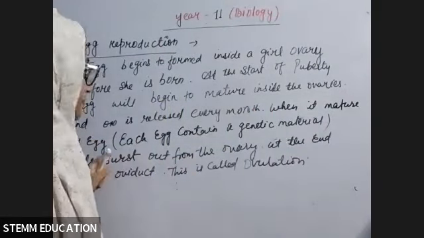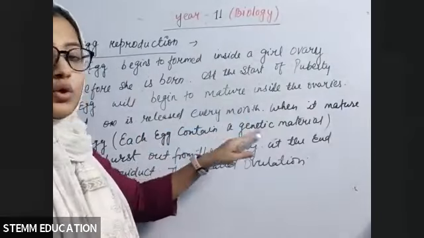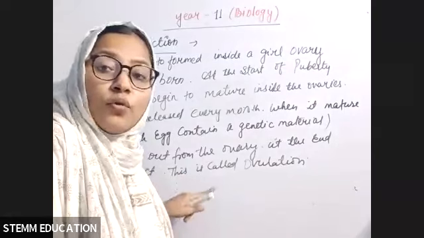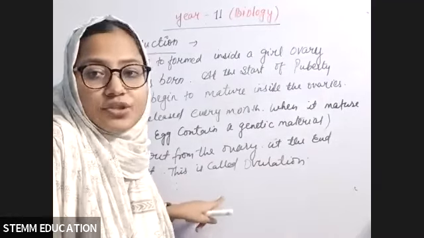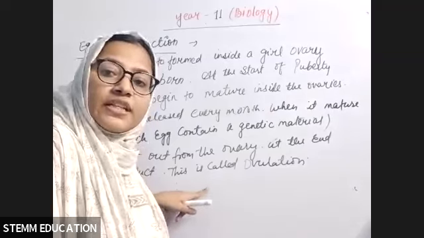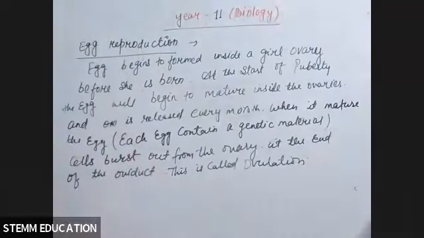When the egg cell matures, it bursts out from the ovary at the end of the oviduct, and it reaches the oviduct. The oviduct is the place where fertilization happens, where the sperm meets the ovum, right? And this is called ovulation.